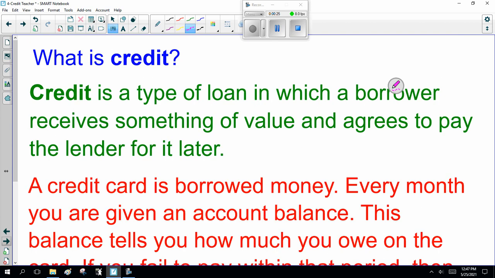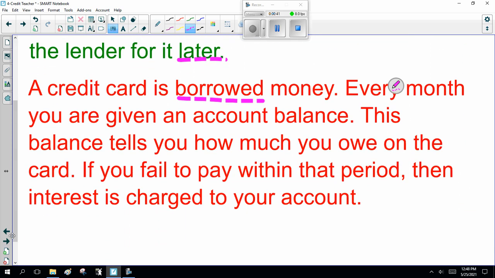Now, first things first, what is credit? Credit is a type of loan in which a borrower receives something of value and agrees to pay the lender for it later. A credit card is borrowed money. Every month, we're given an account balance. This balance tells you how much you owe on the card. If you fail to pay within that period, then interest is charged to your account.